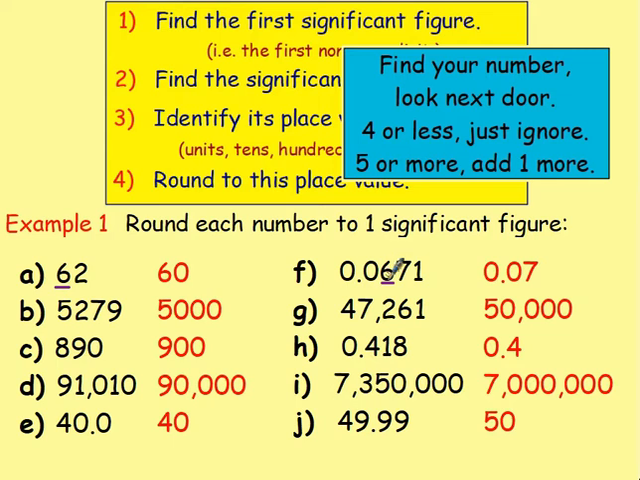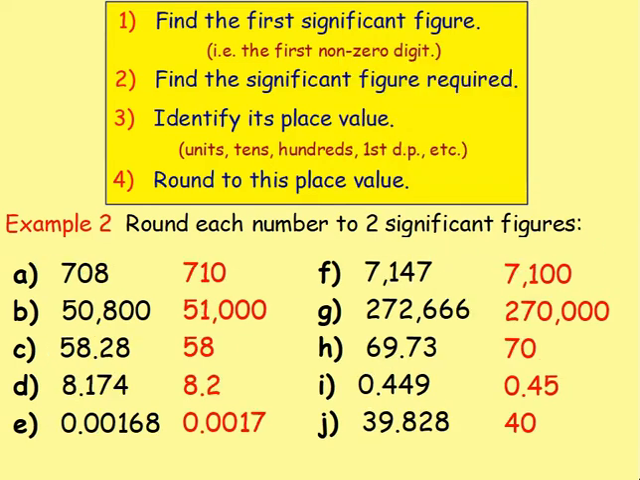So to round that to 2 decimal places, look at the number after. Because it's a 7, you know you're going to round up. Or you could think, find your number, look next door. If it's 5 or more, you add one more. So instead of being 0.06, well, you add one more. So it'll be 0.07.